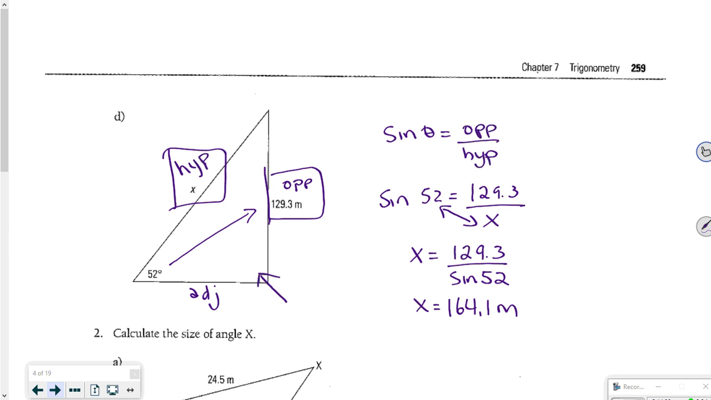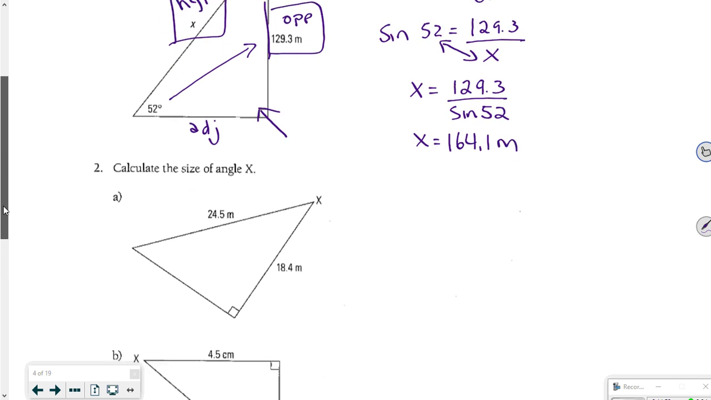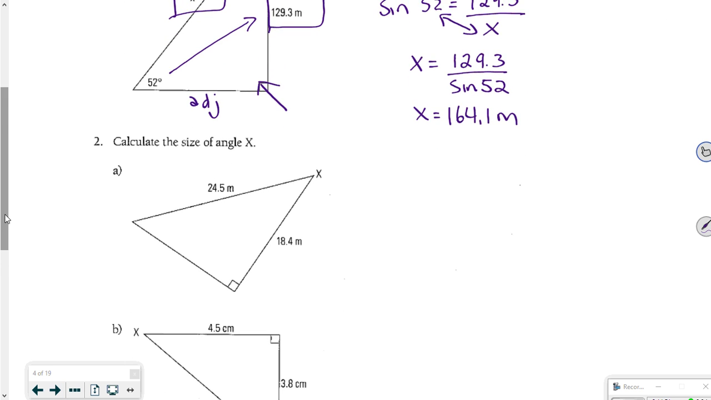Okay, so that's the process for solving these things for a side length. We can also use our trigonometric functions to solve for an angle. That's what the next couple triangles do. Okay, so it says calculate the size of angle x. So first thing you want to do is find where X is on our triangle. X is up in this top right-hand corner, which means this is the angle we're solving for.